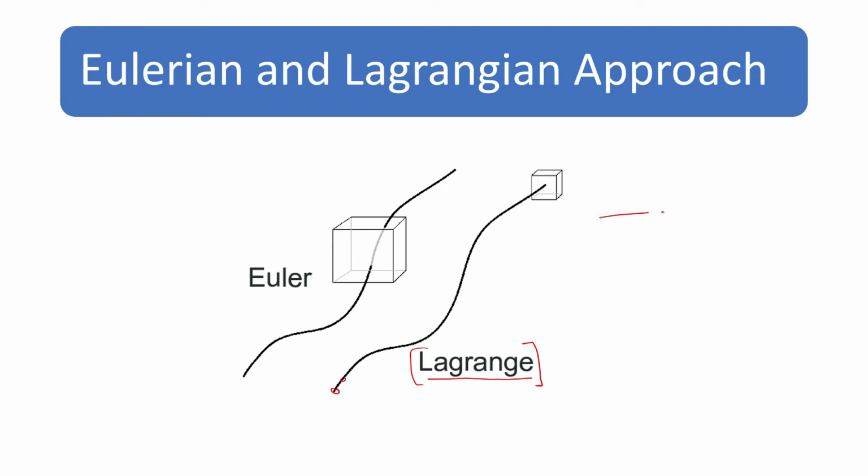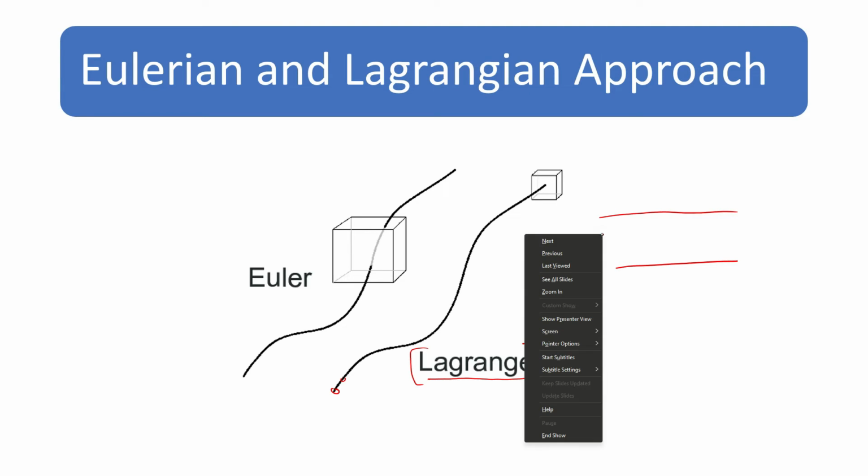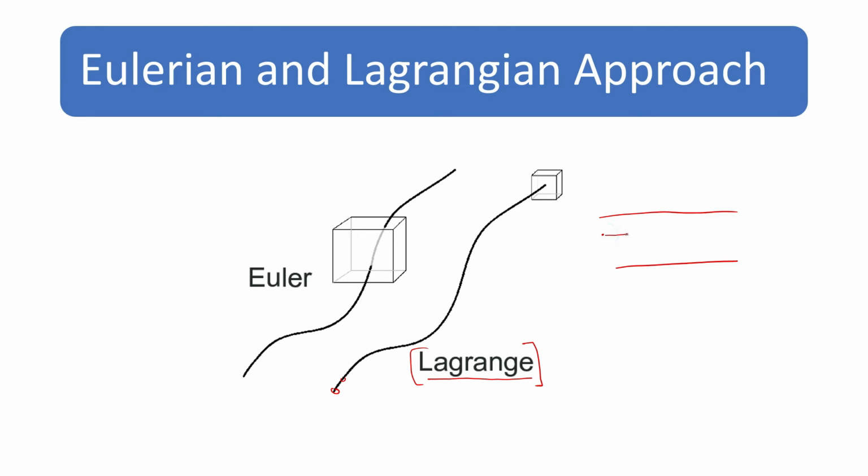For the case of a fluid flow in a pipe, you can see that if you consider a particle here, you are tracking the particle all along its path. That is called the Lagrangian approach.